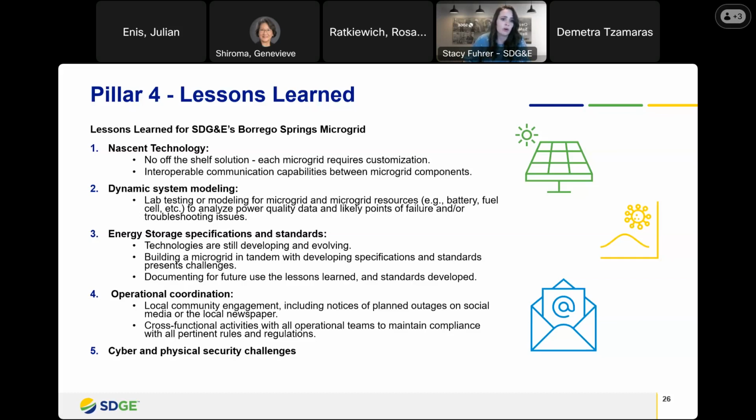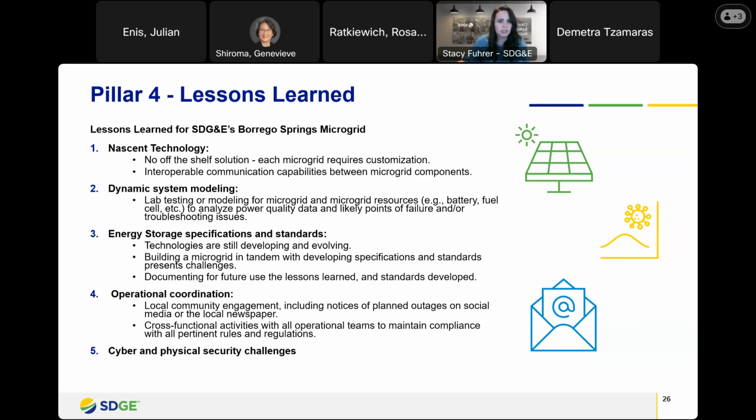And an important part for SDG&E has been actually documenting what has happened in order to use those lessons learned in the future, because we know that it's not going to be the same crew tomorrow that necessarily supported the microgrid today. So having those lessons learned and those standards written down by SDG&E for someone to use in the future is really essential. And then number 4 is operational coordination. It's really essential for SDG&E to have local community engagement.